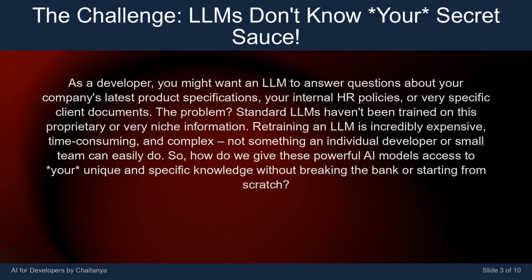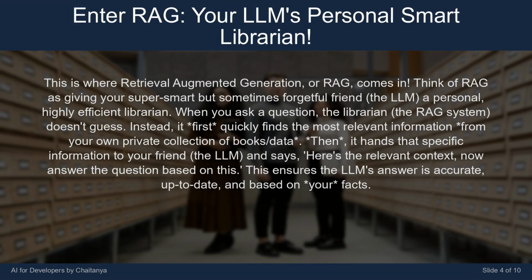So, how do we give these powerful AI models access to your unique and specific knowledge without breaking the bank or starting from scratch? This is where Retrieval Augmented Generation, or RAG, comes in. Think of RAG as giving your super smart but sometimes forgetful friend, the LLM, a personal, highly efficient librarian. When you ask a question, the librarian, the RAG system, doesn't guess.